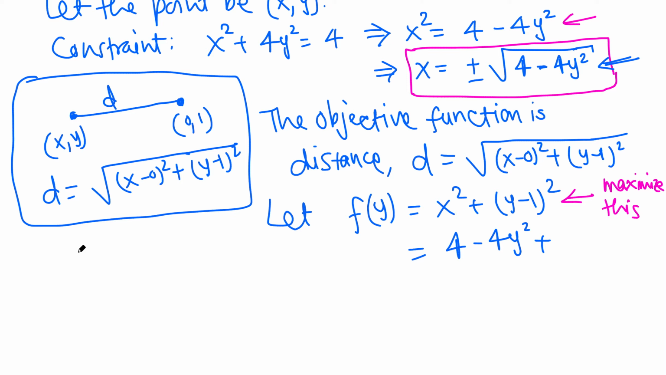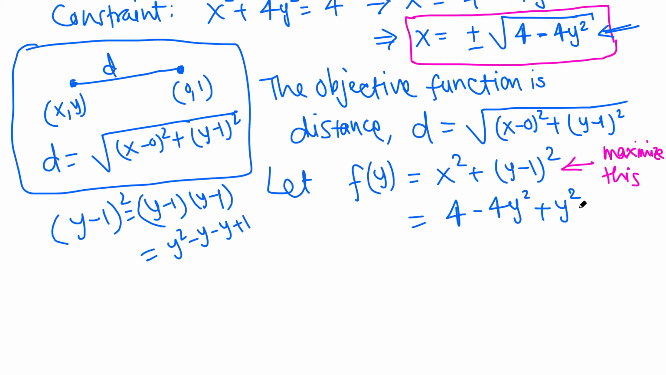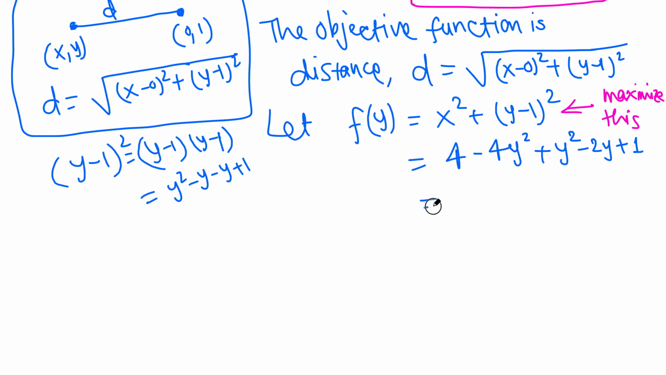It's not necessary, but let me do (y - 1)², which means multiply y - 1 by itself, okay? As a FOIL, we get y² - y + 1. So this is in fact y² - y, which means -2y + 1. Now let's simplify this. -4y² + y² is -3y², and -2y, 4 + 1 is 5.